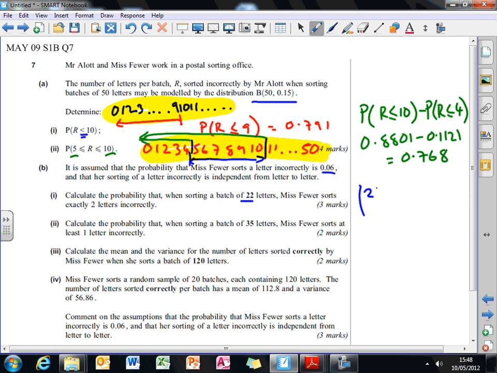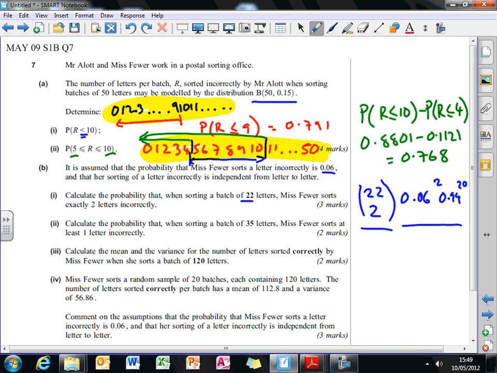So we would do 22 choose 2, multiplied by the probability of getting one incorrect, 0.06 to the power of 2, times 0.94 to the power of 20. That's exactly 2. This bit here is your 2 incorrect and then 20 correct, and this 22 choose 2 is because it could be in any order, so you could have 20 correct and then the last 2 incorrect, or you could have the 10th one being incorrect and the 15th one.